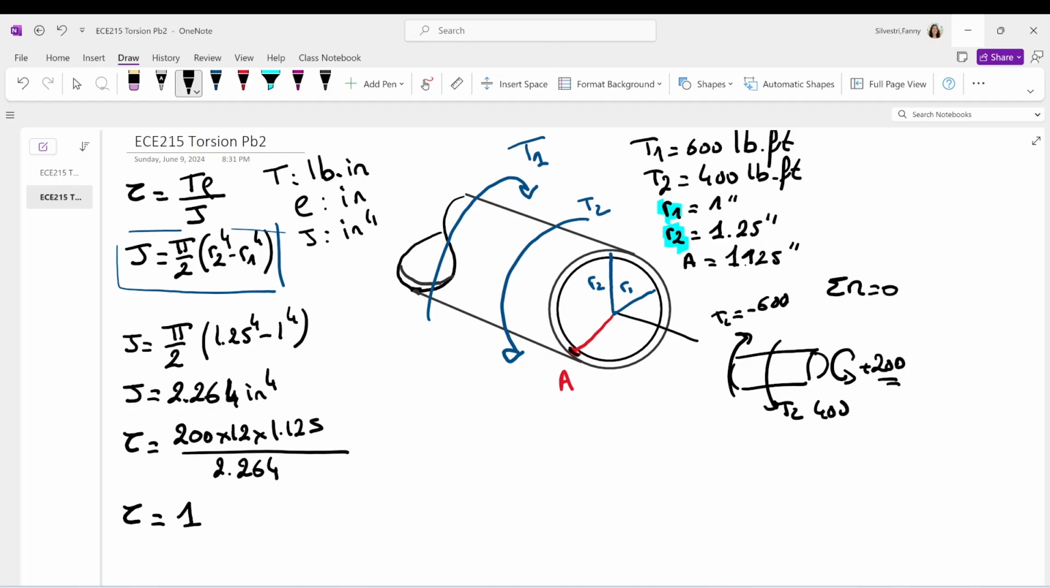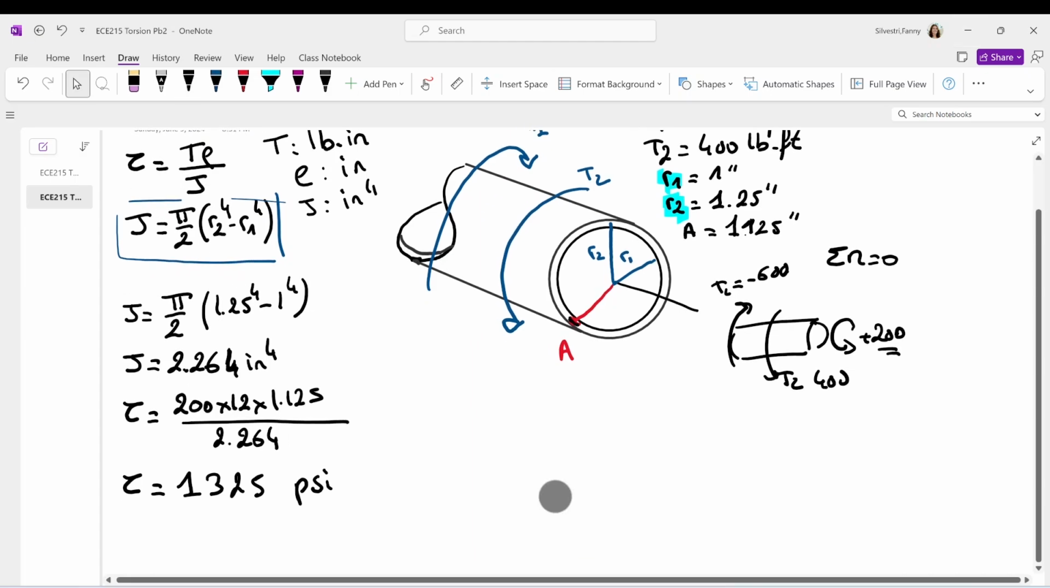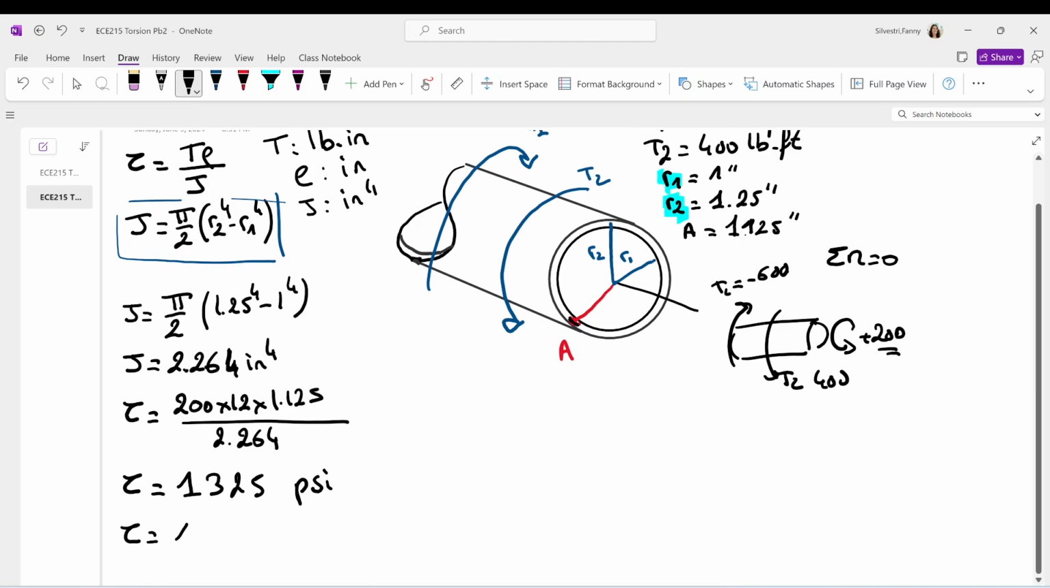So it gives us tau equal 1,325, and this is PSI because we have pound and inches, and we can rewrite that tau equal 1.325 KSI, so kilopounds per square inch.